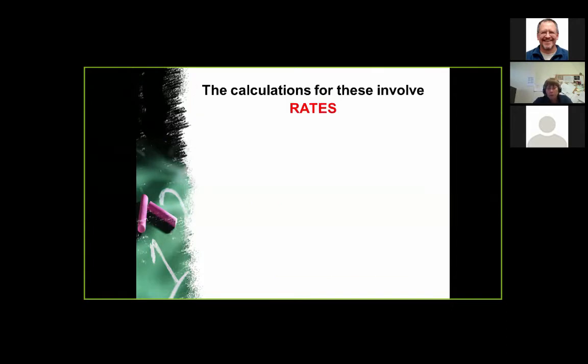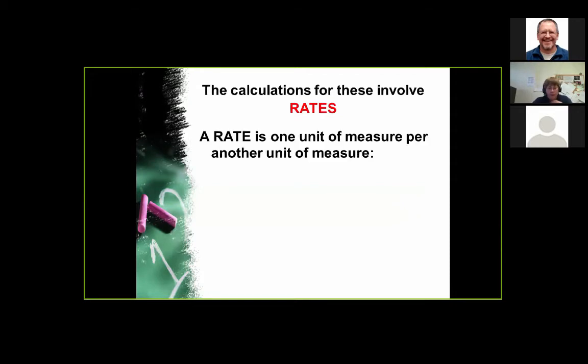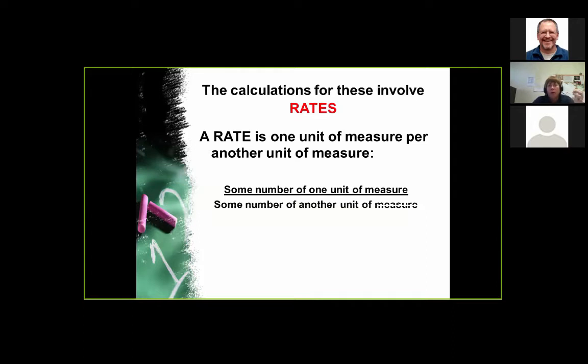The calculations for these both involve rates. So I want to talk a little bit about rates and rate-based math. A rate is one unit of measure per another unit of measure, and we use them all the time in agriculture and horticulture. For example, 3.2 gallons per acre is a rate. So we've got 3.2 gallons, that's a liquid unit of measure, per 1 acre, which is an area unit of measure. Or another one might be 7 fluid ounces per 1,000 square feet.